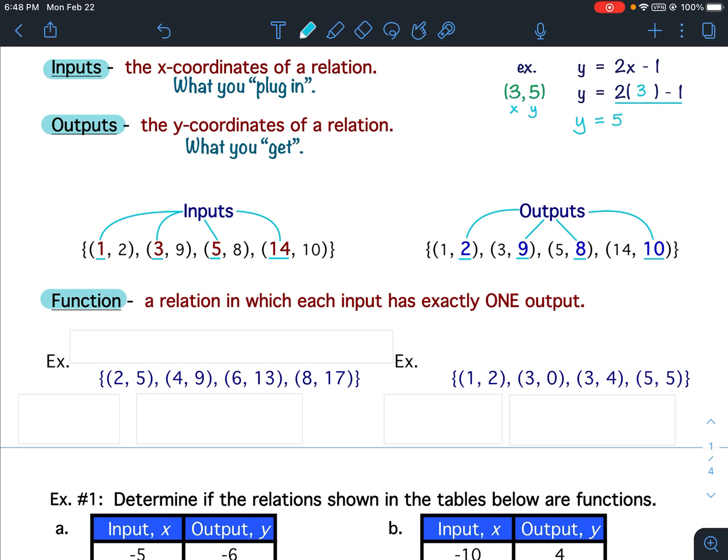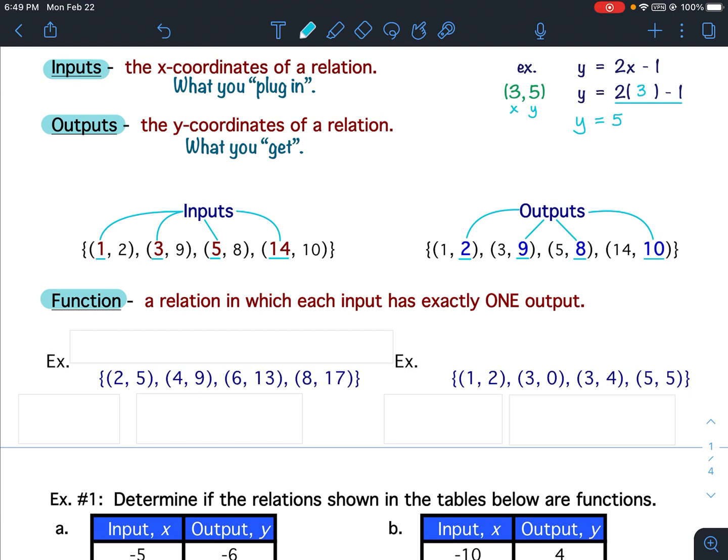Well, in order for a relation to be a function, each input has exactly one output. If an input has more than one output, it is not a function. In other words, if an x-coordinate has more than one y value that goes with it, it's not a function.